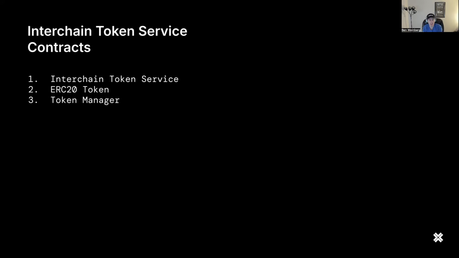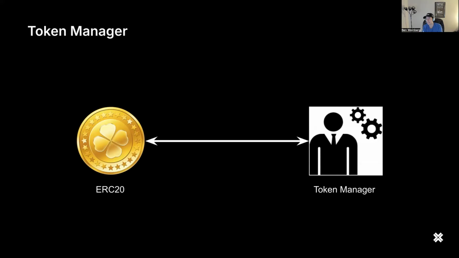Then in addition to that, there's the ERC20 token, right? That's the token that we are going to be integrating or deploying, whichever option you take. The final contract is one that I haven't spoken about yet. That is the token manager contract. The token manager contract, you can think of it as your buddy for your interchain token. It basically facilitates your relationship between your ERC20 and ITS.